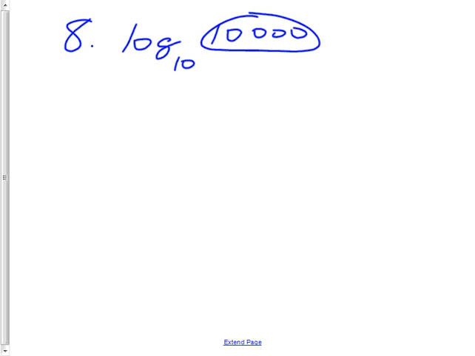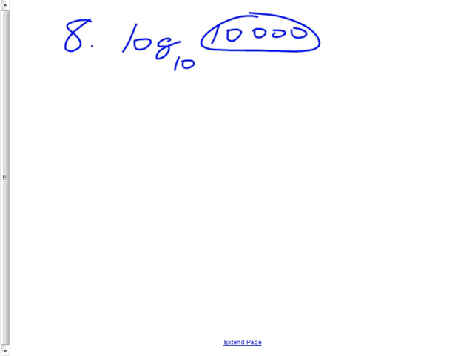Number 8 freaks some people out because there's no base. Do you remember what to do? Yeah, if there's no base written, then it is really base what? 10, and that's a hint that you're supposed to take that and write it as 10 to the something. And as soon as you have written that as 10 to the something, like 10 to the fifth, it's not that, but let's say it was, then the answer would be 5.